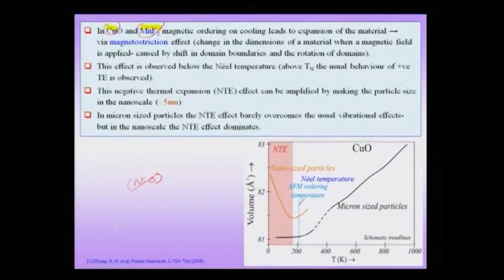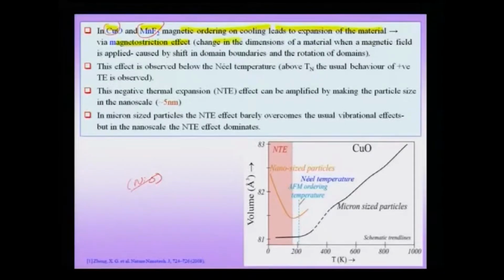We notice that these systems show magnetic ordering on cooling, and this leads to an expansion in the material via the magnetostriction effect. All of you must be familiar with magnetostriction, because that is the hum created when you send an AC signal through a transformer core. The transformer core actually hums, and that humming sound comes from acoustic emissions, which come from this magnetostriction effect, wherein the applied magnetic field leads to a change in the dimensions of the material. This is caused by shift in domain boundaries and rotation of domains within the material.